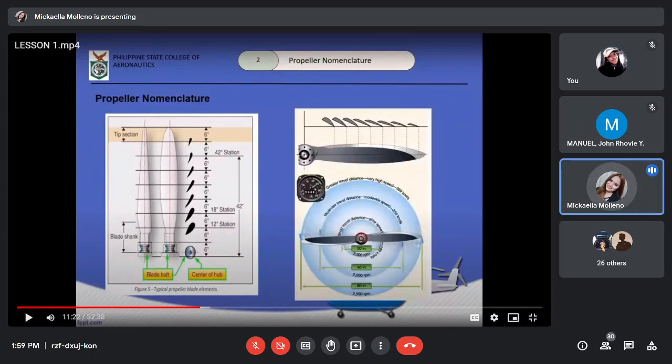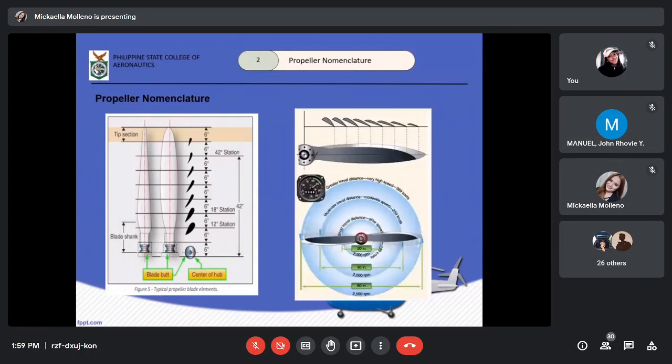Okay, so I believe nasabi ko naman na kanina na mas mabilis yung nasa tip kasi nga mas malaki yung nako-cover niya at the same amount of time ng pag-ikot. So the answer for that is the tip. The tip of the blade travels faster than the part nearer to the hub because it travels a greater distance than the hub itself in the same length of time.